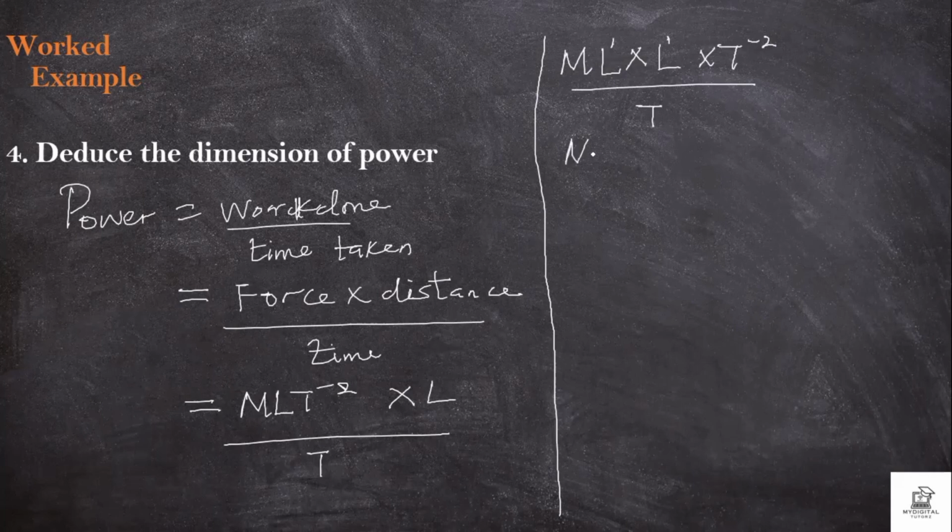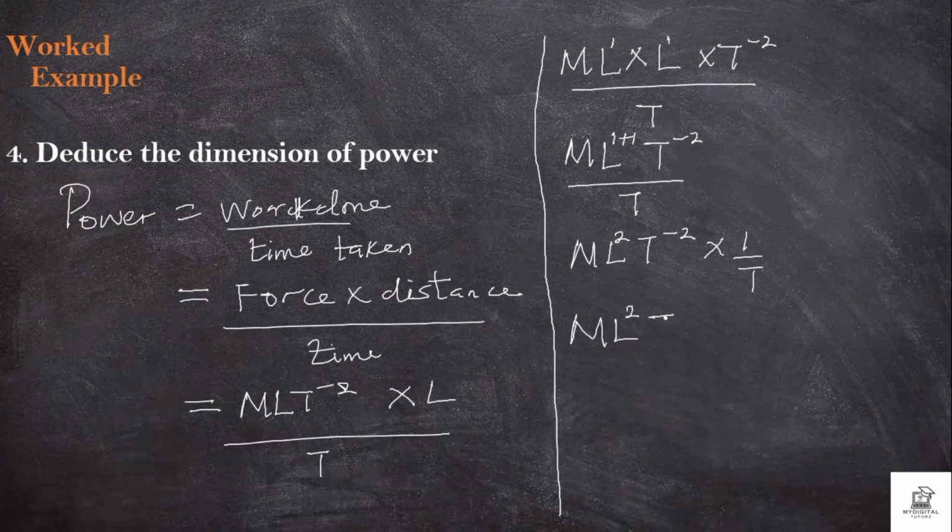Then multiply by T raised to power minus 2 all over T. This is M L raised to power 1 plus 1 according to law of indices. Then T minus 2 all over T. So I'm going to have M L raised to power 2 T raised to power minus 2 times 1 over T, right? So this 1 over T becomes T raised to power minus 1. So M L raised to power 2 T raised to power minus 2 times T raised to power minus 1.